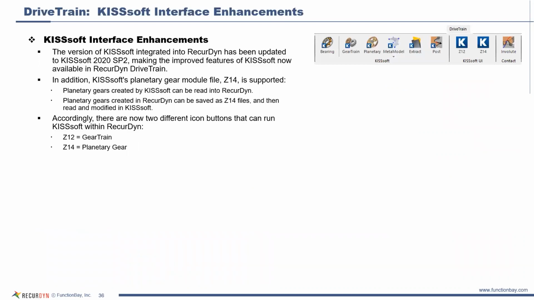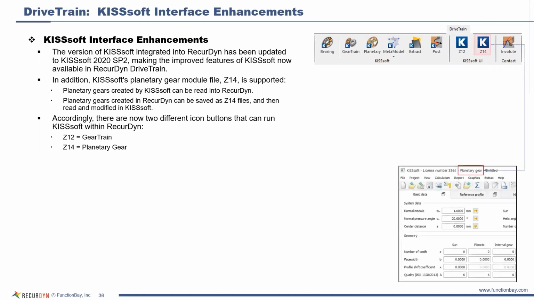Some more KISSOFT interface enhancements are that the new version of KISSOFT, which is 2020 SP2, is now integrated into RecurDyn. And so all those new features are now available in RecurDyn as well. In addition, KISSOFT's planetary gear module file, which they call Z14, is now supported. So that's available through the interface. So planetary gears can be created by KISSOFT and then can be read into RecurDyn.